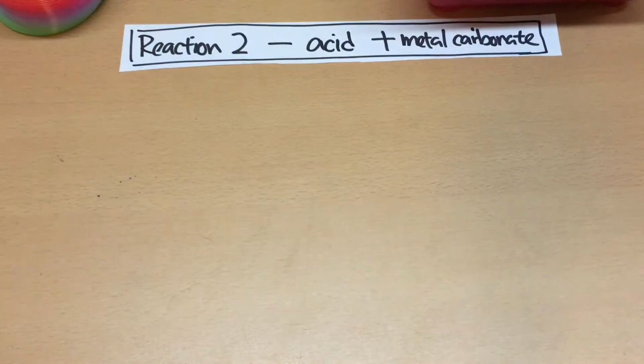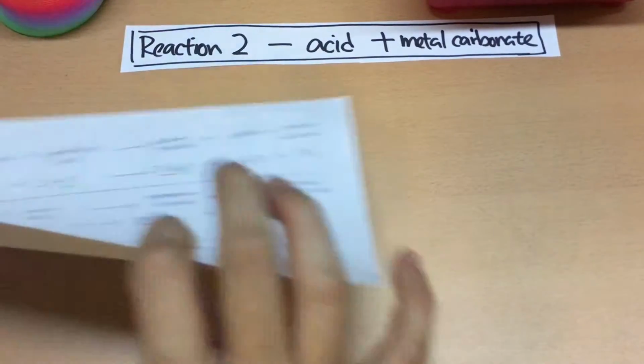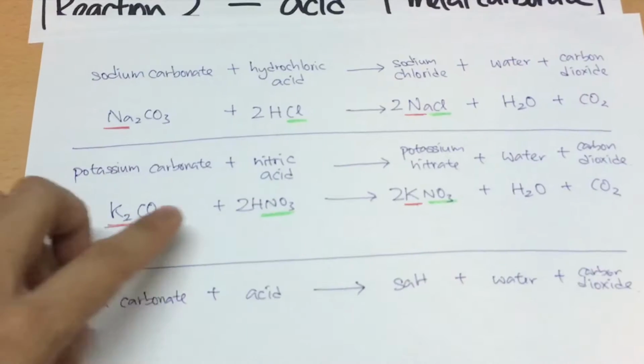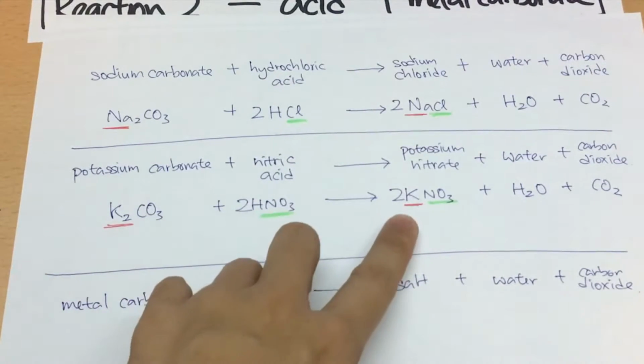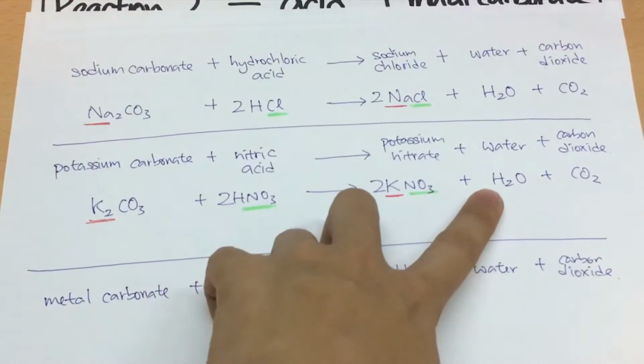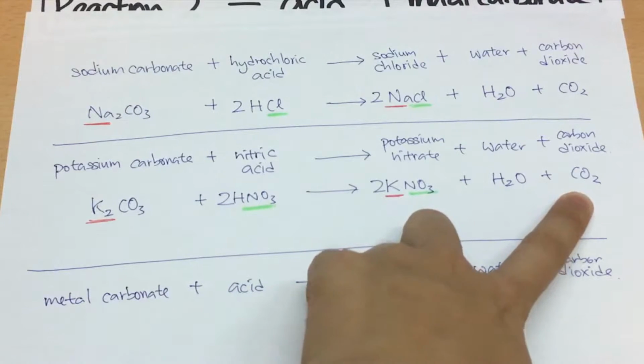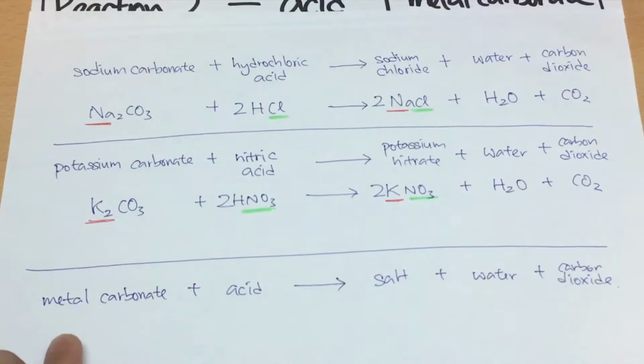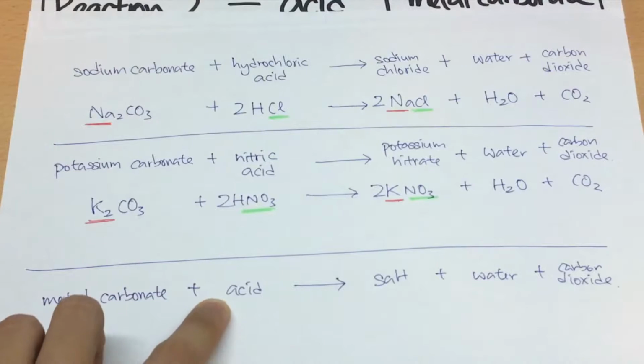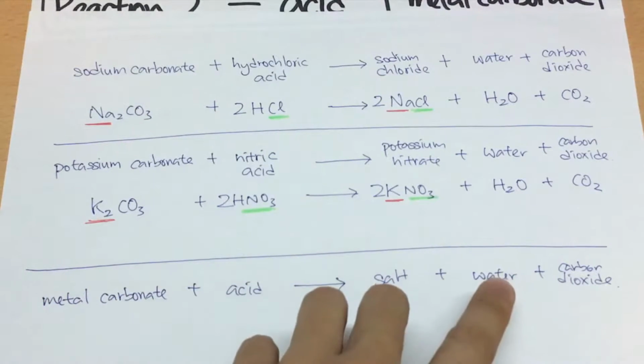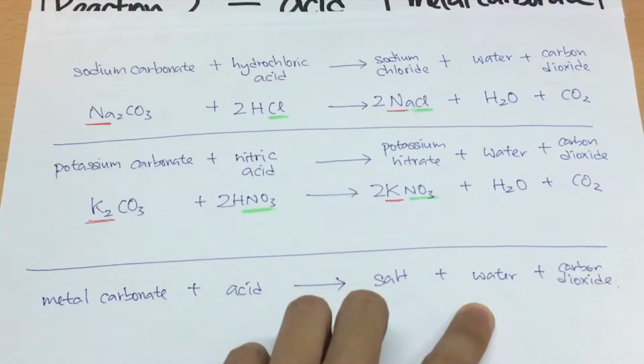In another example, when potassium carbonate is added to nitric acid, it will produce a salt, potassium nitrate, water, and carbon dioxide. All acids will react with carbonates to produce a salt, carbon dioxide, and water.